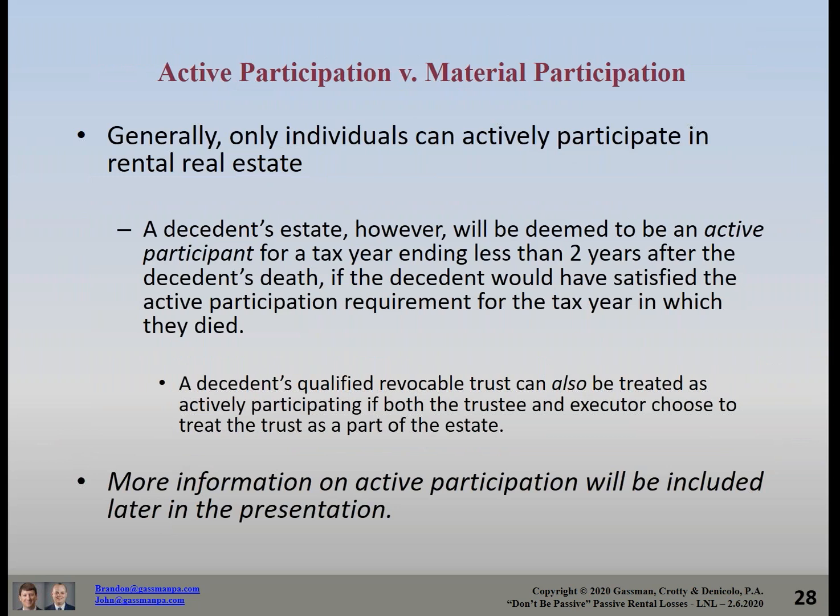And here we have a summary of what we discussed earlier about active versus material participation. Generally, only individuals can actively participate, but there is an exception, and this is an important exception. If the taxpayer dies, then his estate can be deemed to be active for the 2 years after the decedent's death. So that just gives you more time to deduct passive losses against ordinary income through the estate. And the decedent's revocable trust can also qualify for that same type of treatment.